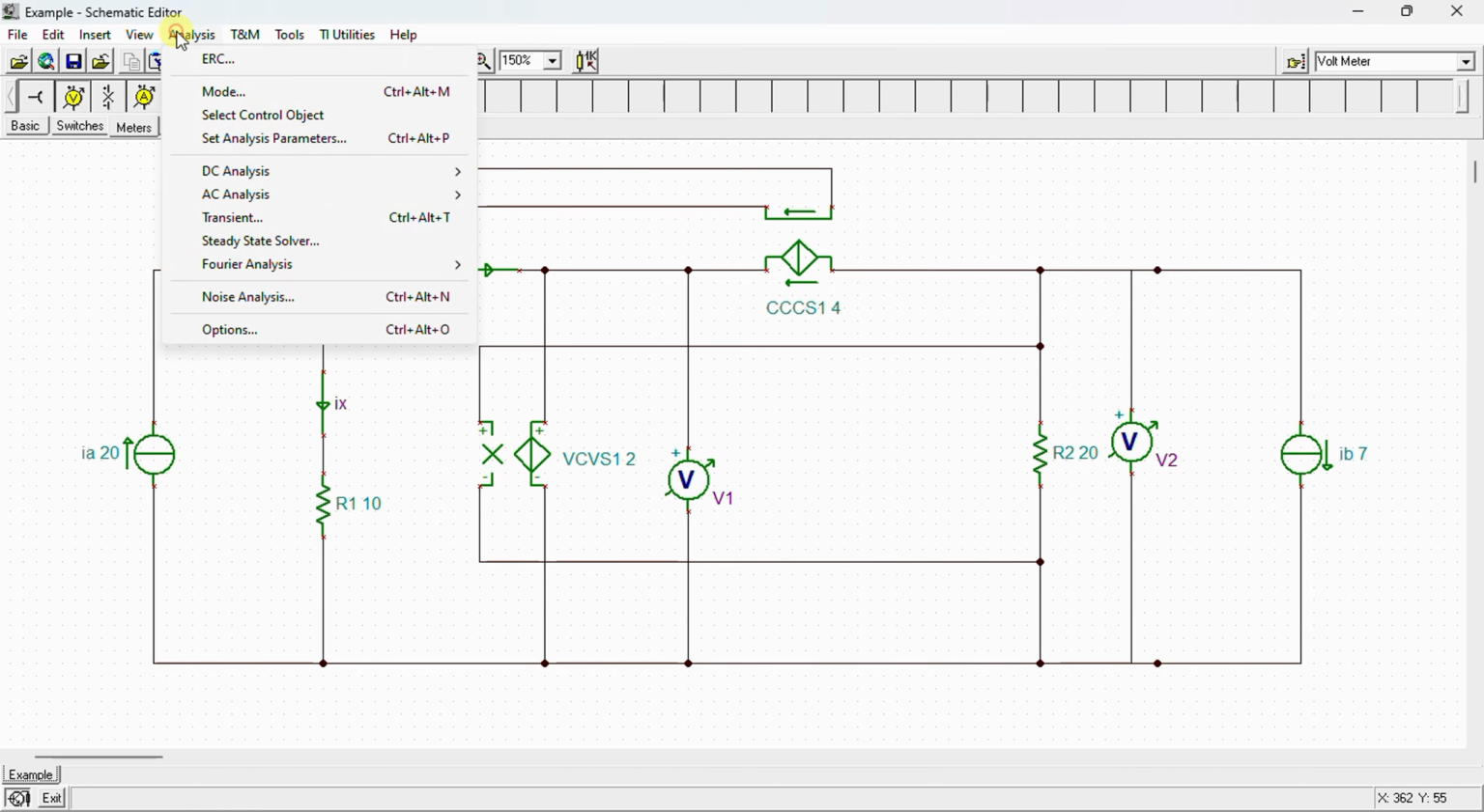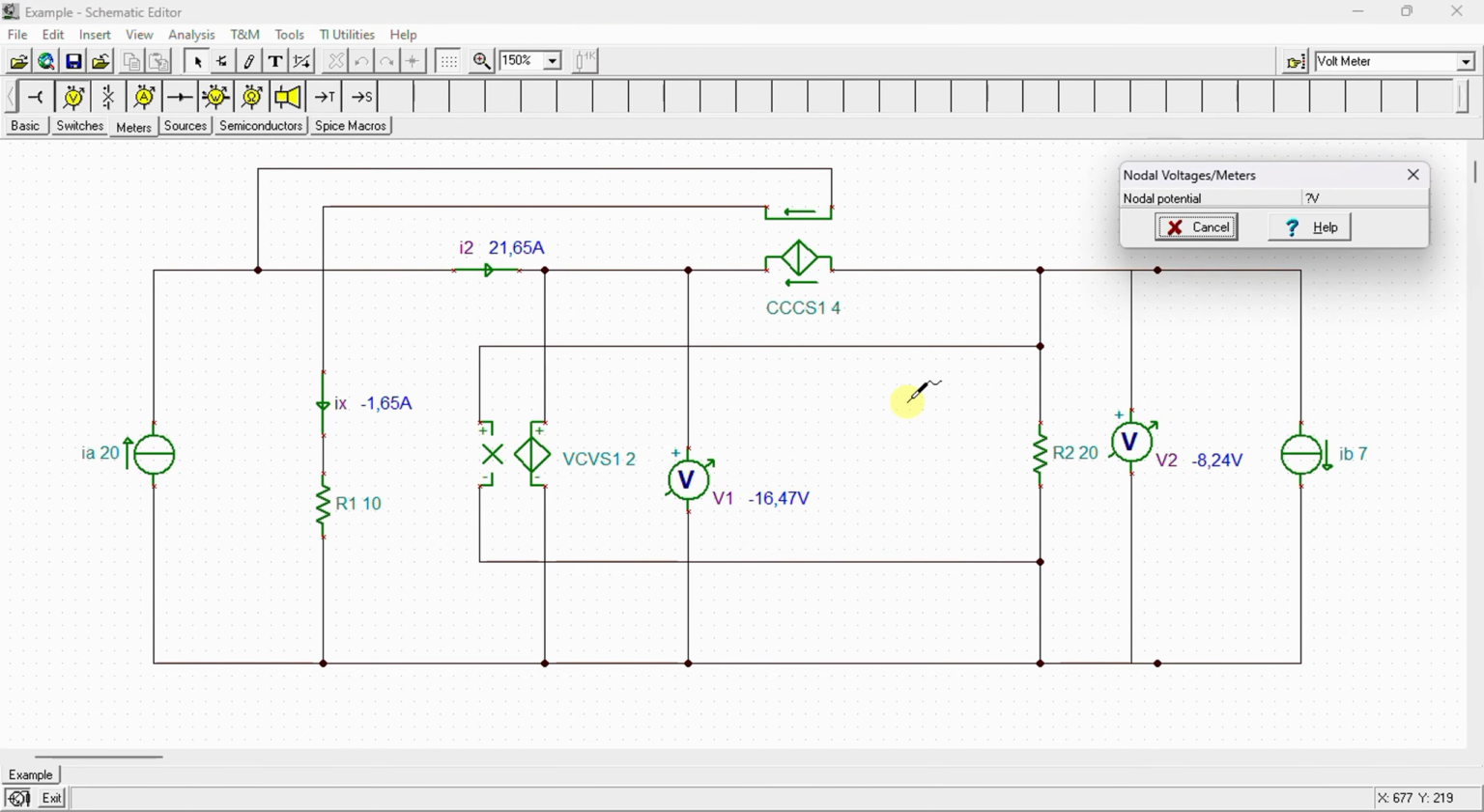Let's move on to analysis. This analysis calculates nodal voltages, and we can see here that V1 is equal to negative 16.47 volts and V2 is equal to negative 8.24 volts. Those values are the same or similar to the values we obtained by calculation.